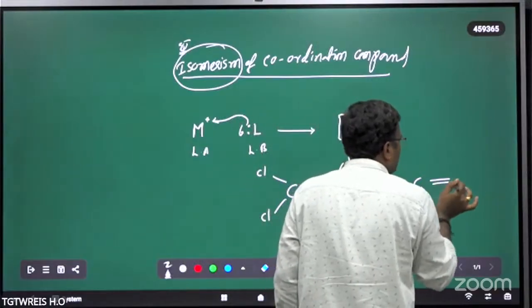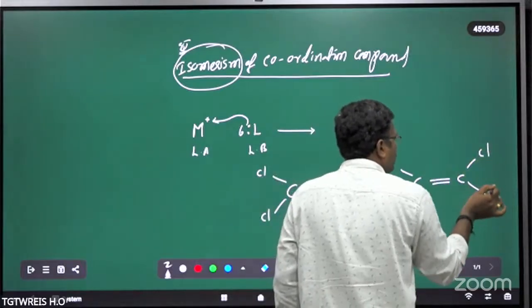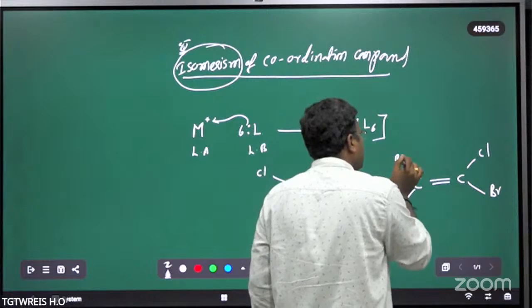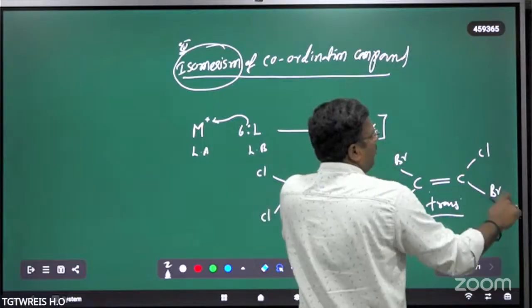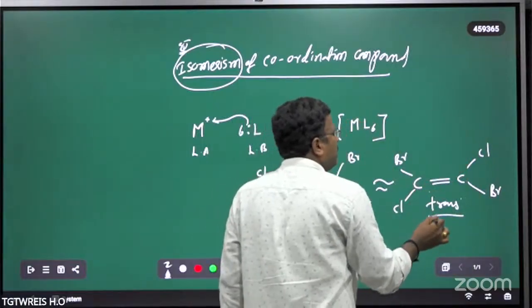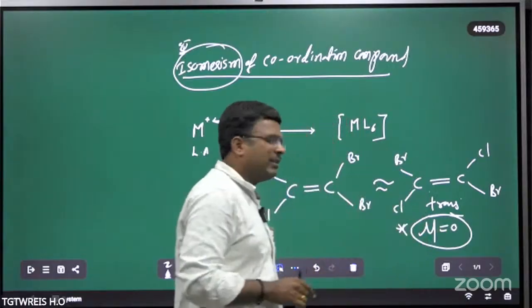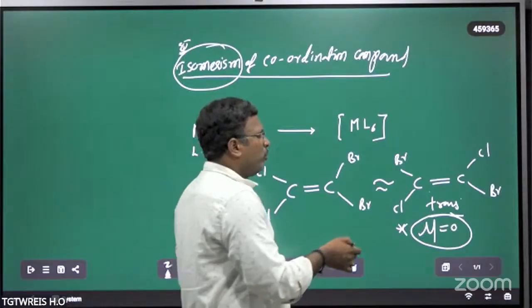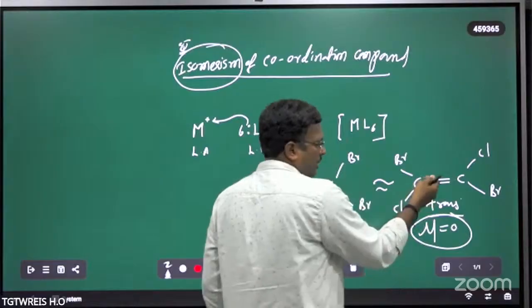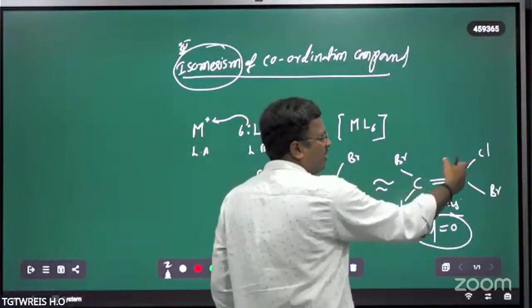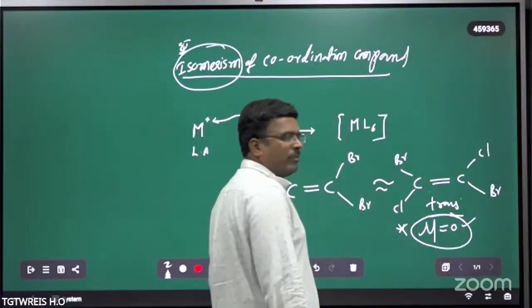For example, write down the configuration of these compounds like this. Here chlorine and chlorine, and this is bromine and bromine, right? So this is called a trans form. The forces are applied in opposite directions, and both forces are equal, so the dipole moment is zero in this trans compound. You will see this in chemical bonding in the first year. Dipole moment is one parameter, very important. All these electronegative atoms attract electrons with the same force, so the net force on the molecule is zero. That is called dipole moment zero.